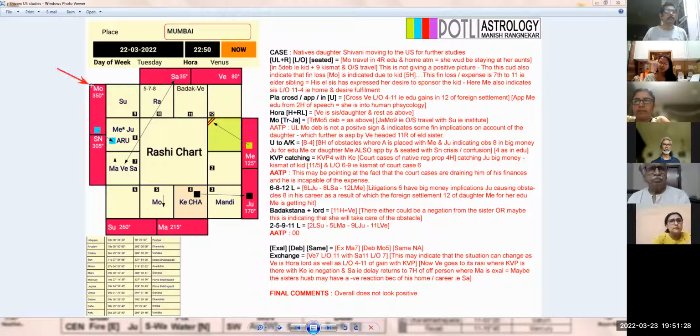Moon is the karak of travel. I'm doing it for everyone. 12th Rashi is the Rashi of foreign settlement. Sun is the karak of institute or education also for that matter. And 9th is the Rashi of Bhagya as well as overseas matters as well as higher studies. So that is what this girl is going for. She has already done her masters in psychology and she wants to go ahead for a PhD.